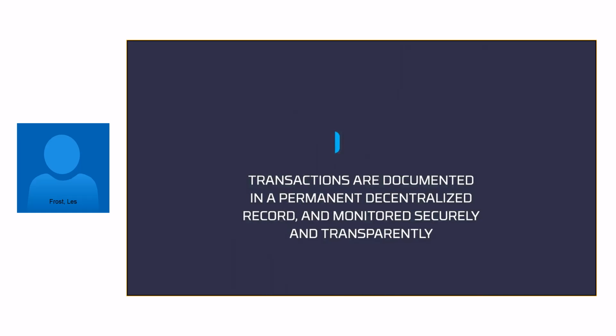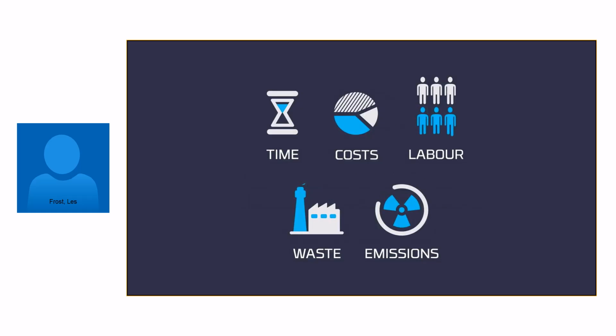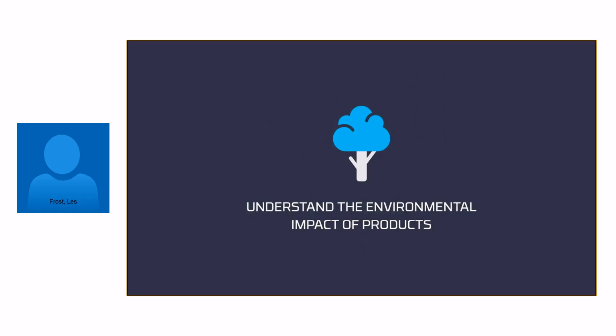Number 3, supply chain management. With blockchain technology, transactions can be documented in a permanent decentralized record and monitored securely and transparently. This can greatly reduce time delays and human mistakes. It can also be used to monitor costs, labor, and even waste and emissions at every point in the supply chain. This has serious implications for understanding and controlling the real environmental impact of products.